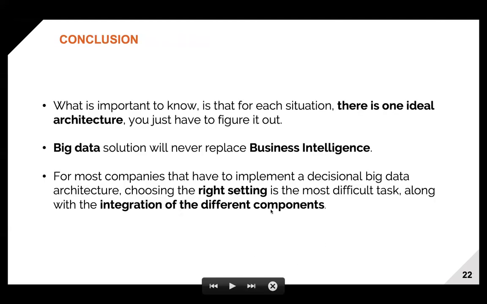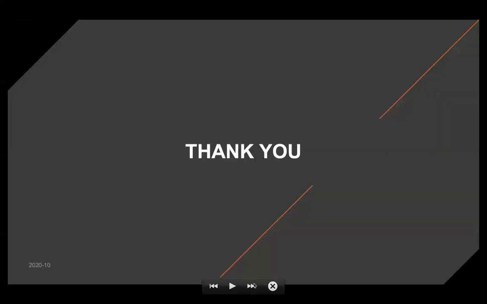So in conclusion, it is very important to know that for each situation there is a solution. We cannot have one solution for all the situations. Big data solutions will never replace business intelligence. And for most companies that have to implement decision and big data architecture, choosing the right setting is the most difficult task, along with the integration of the different components. Thank you.